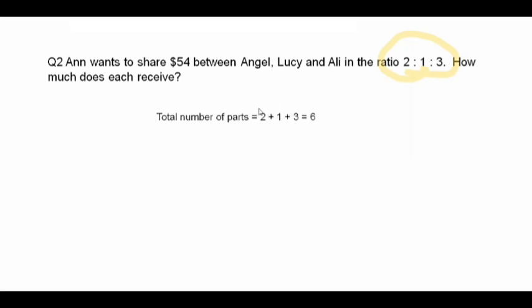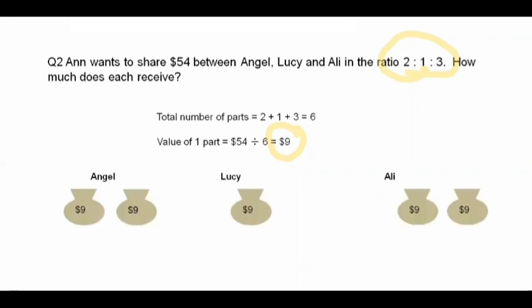Now we have to find what? We have to find the value of each part. So 54 is to be divided by 6. So dividing 54 by 6, we get the value of each part. So each part has the value of $9. Now let us see how it is being divided between Angel, Lucy and Ali. So here are 3 of her friends, Angel, Lucy and Ali. And Angel is getting 2 parts of $9. Lucy is getting 1 part of $9. And Ali is getting 3 parts of $9.